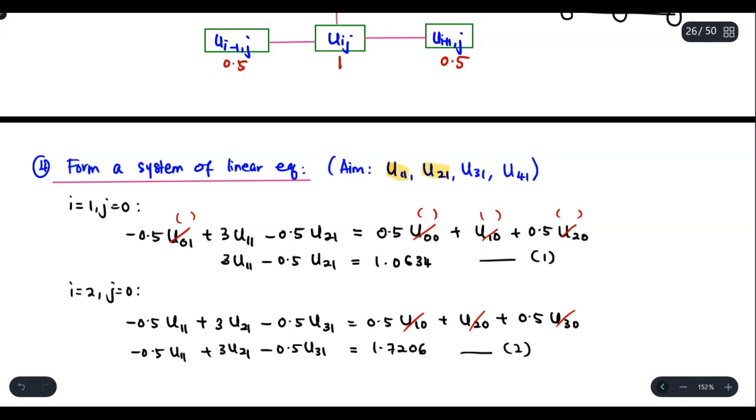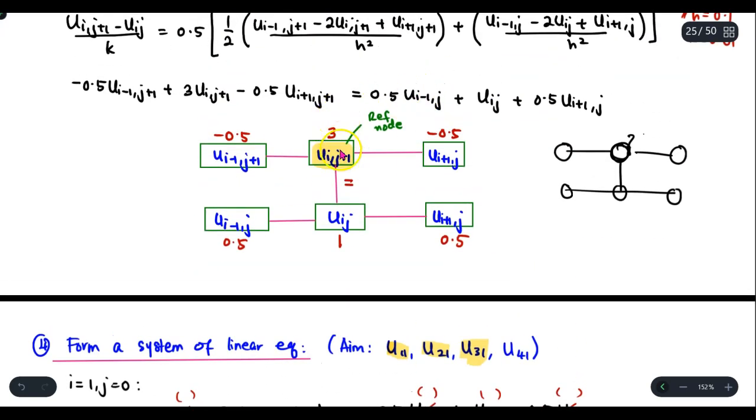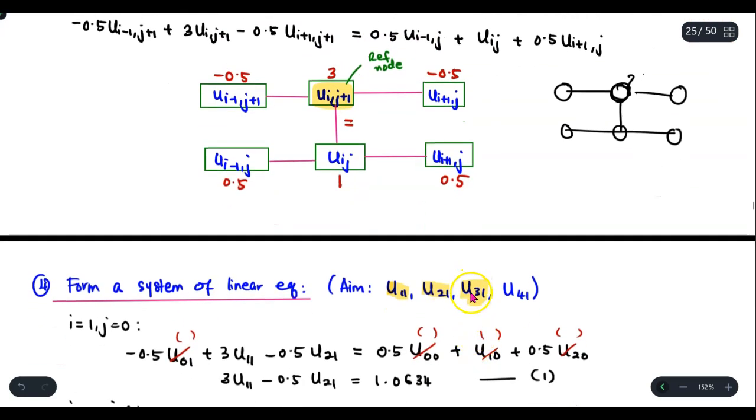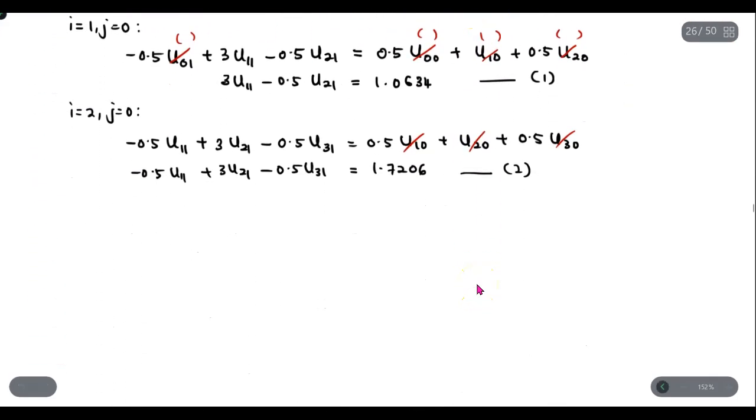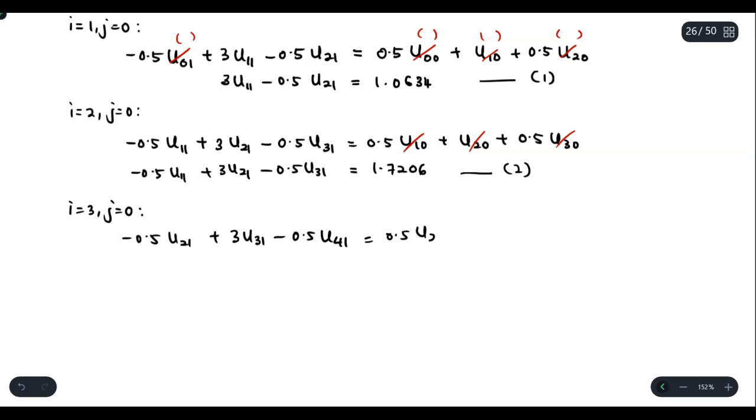Next is to look at your third aim, which is u31. Again, you map to this reference node, then you know I should be 3, J should be 0 for you to produce u31. So I equals 3, J equal to 0. So now you have negative 0.5 U21 plus 3 U31 minus 0.5 U41 equals 0.5 U20 plus U30 plus 0.5 U40.